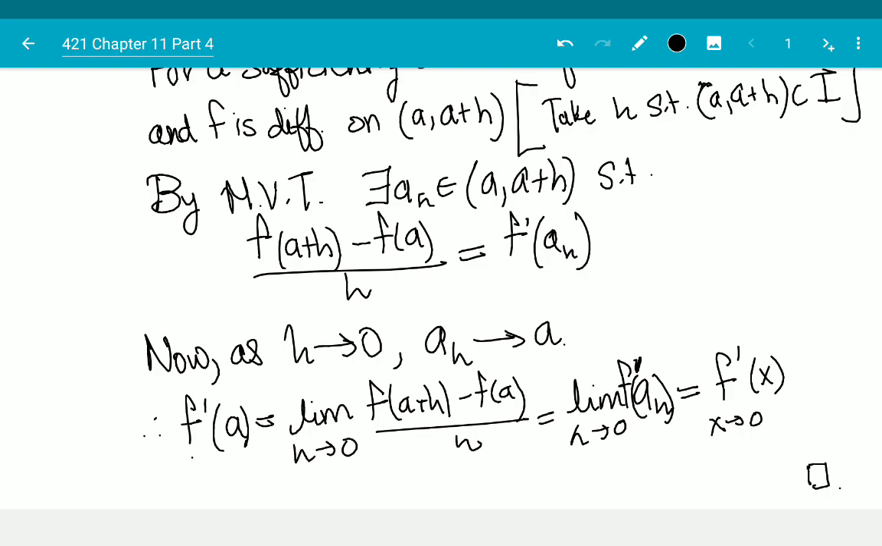Okay, I'm going to stop this lecture here. The next part we'll look at would be Cauchy's version of the mean value theorem, but I will do that later.